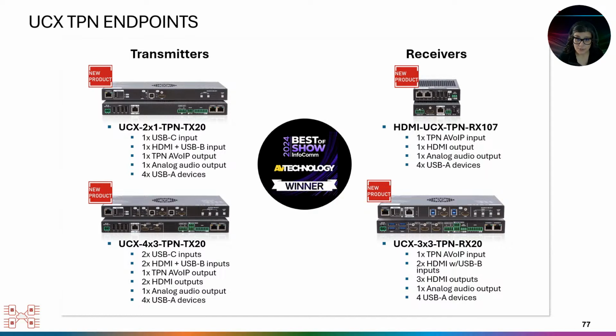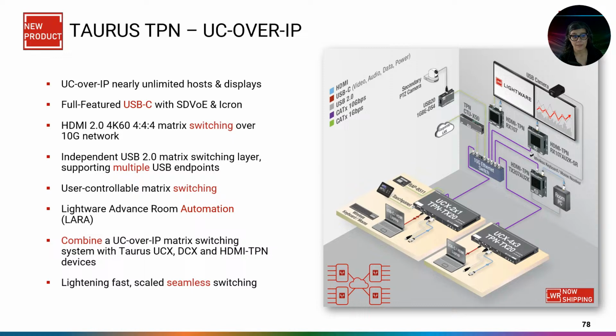TPN is also using SDVoE technology. However, this time it's using it over a 10 gig network. So the TPX devices are using it point to point; TPN is doing it over a 10 gig network. And just like with our TPX, we currently have 2 transmitters and 2 receivers, and we've got more products coming out throughout the year. Here's an example of what a Taurus TPN room would look like, and we're going to dive in and see a little bit more in just a second.